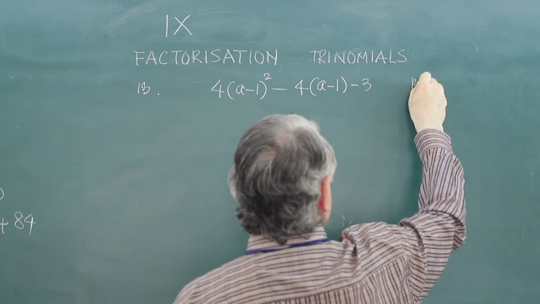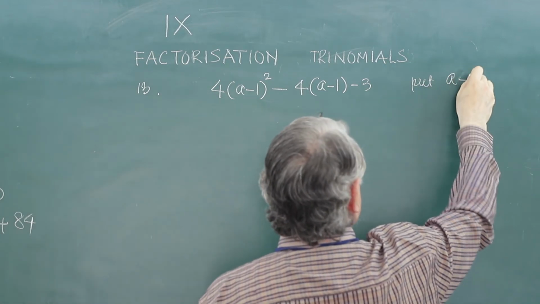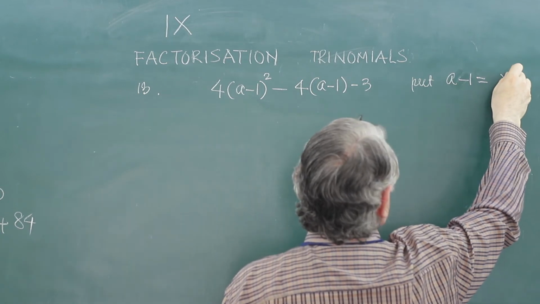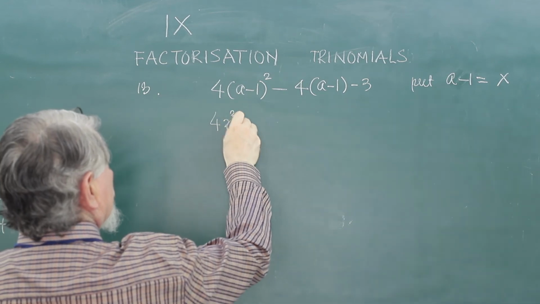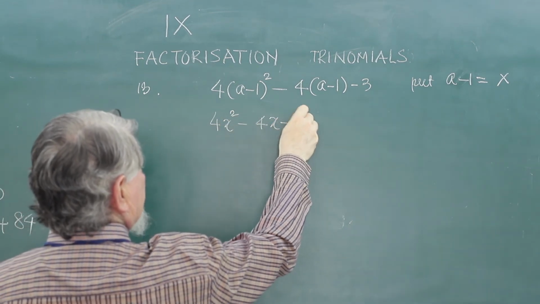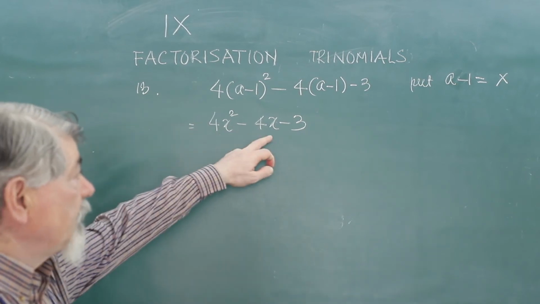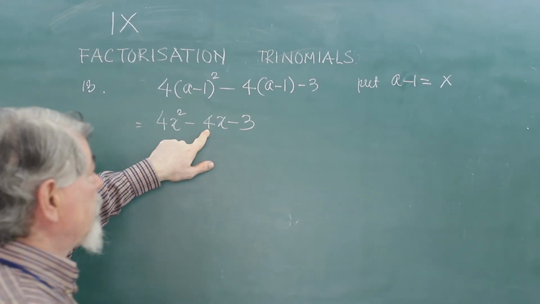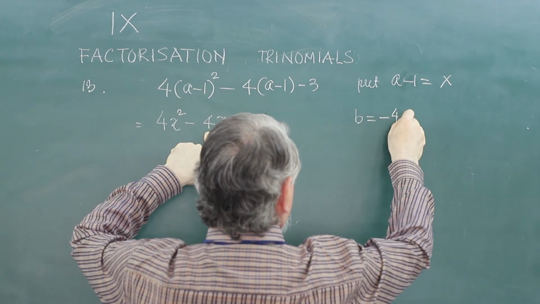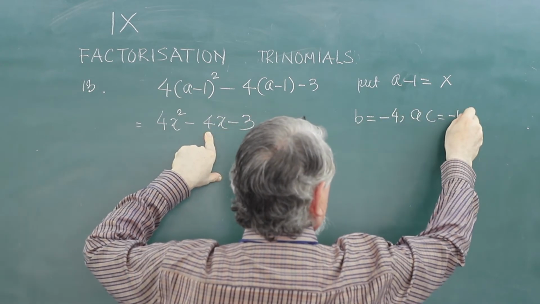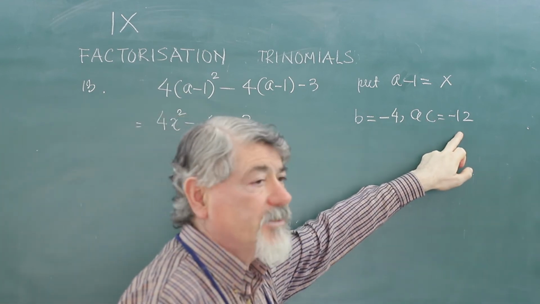I'll put a minus 1 as suppose x. So you will get 4x square minus 4x minus 3. Now it is a very simple quadratic function or trinomial. In this trinomial, the value of b is minus 4, AC is minus 12. AC is less than 0.